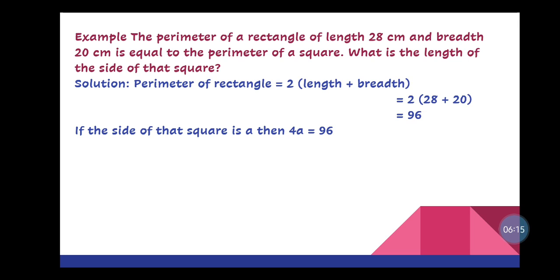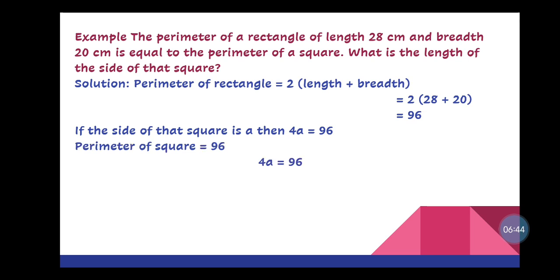Children, here we know that perimeter of rectangle is equal to the perimeter of square. So here we got the perimeter of rectangle as 96. So ultimately the perimeter of square will also become 96. So we will write our formula, that is perimeter of square is equal to 4A. Now 4A is equal to 96 because they both are equal according to the question.